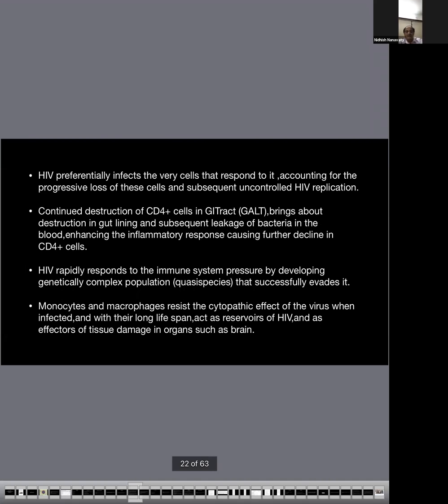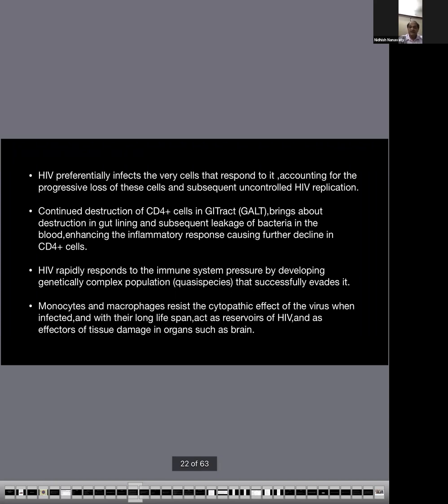Now, there are some peculiarities: HIV preferentially infects the very cells that respond to it. It accounts for the progressive loss of these cells and subsequent uncontrolled HIV replication. And continued destruction of CD4 cells in the GI tract brings about destruction of the gut lining and subsequent leakage of bacteria in the blood. This enhances the inflammatory response, causing further decline in CD4 cells.